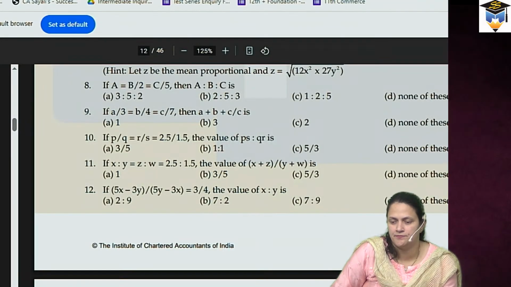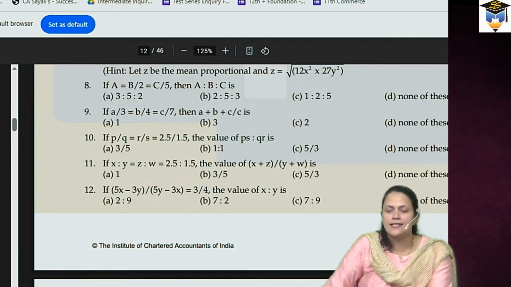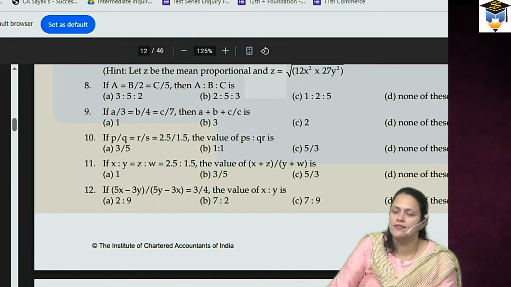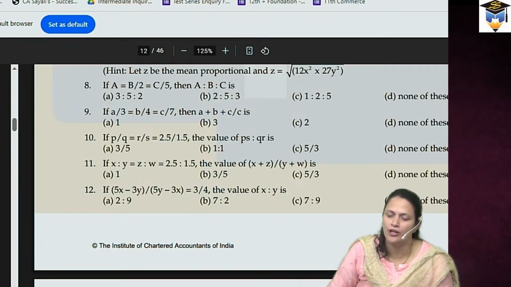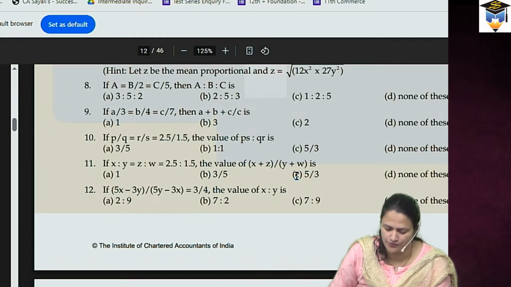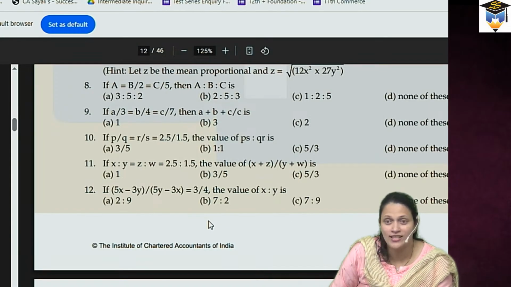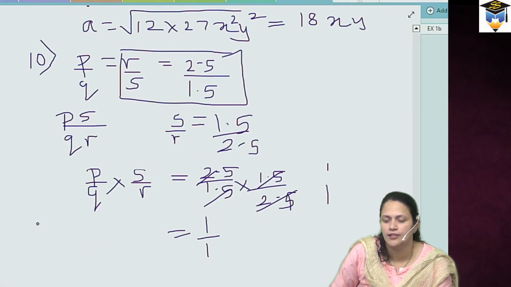Next sum, 11th one. X upon Y is given to us as Z by W, that is equal to 2.5 upon 1.5. Find out the value of X plus Z upon Y plus W. That is the question. So use the K method. Yesterday I taught the K method, if you remember.